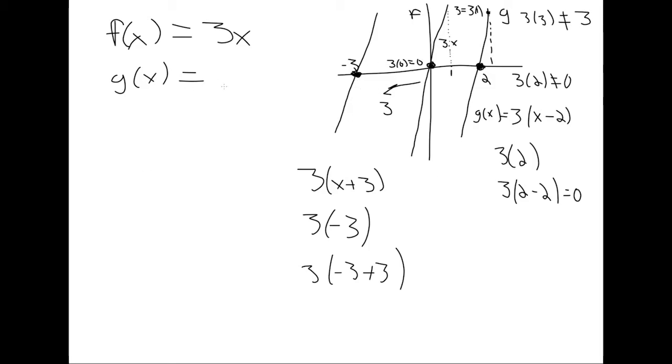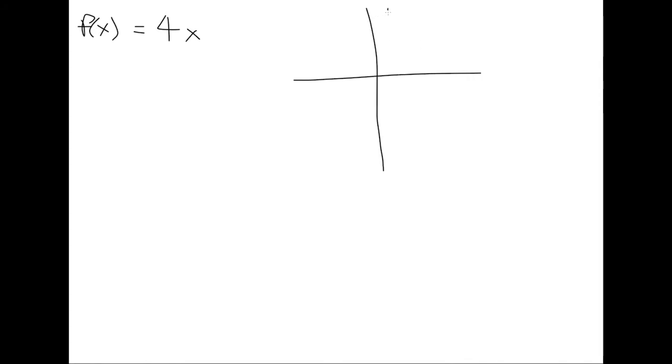So let's try an example, just in case that was too complicated. Okay, so let's say we have the function 4x, okay? Not a lot different than the previous function we had. And the graph would look like this. It would be the same as our old function, but it would be a lot steeper, right? It would be steeper.